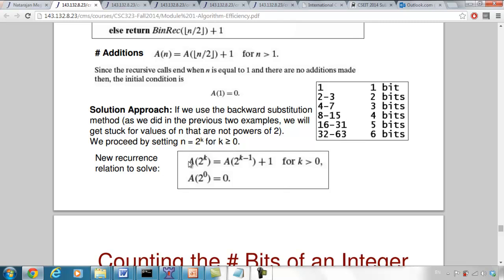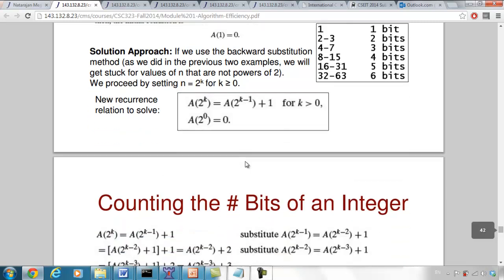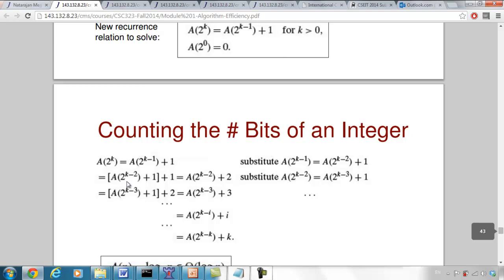So now what we have to do is essentially solve the recursion. And now you can see we have a k minus 1 term, and so on. So we can repeat what we did for the factorial case. So I can say a of 2 to the k is a of 2 to the k minus 1 plus 1. And I can substitute for k minus 1. I can say a of 2 to the k minus 1 is a of 2 to the k minus 2 plus 1. And I can replace a of 2 to the k minus 1 with a of 2 to the k minus 2 here. So I get a of 2 to the k is a of 2 to the k minus 2 plus 1 plus 1. So that is a of 2 to the k minus 2 plus 2.